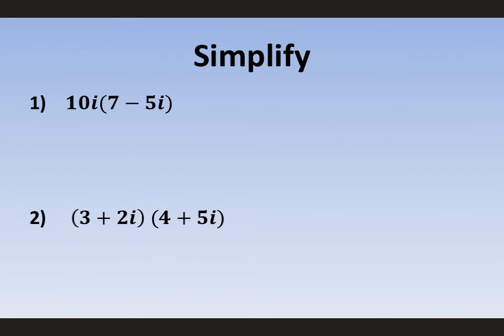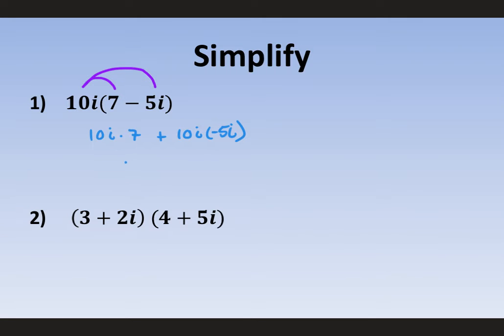All right, so we got 2 example problems to try of that. The first one's a little bit easier of a distribution than the second one. The first one, we're going to distribute 10i times 7 and 10i times negative 5i. So we go ahead and multiply those. So 10i times 7 plus 10i times negative 5i. We multiply these both out.